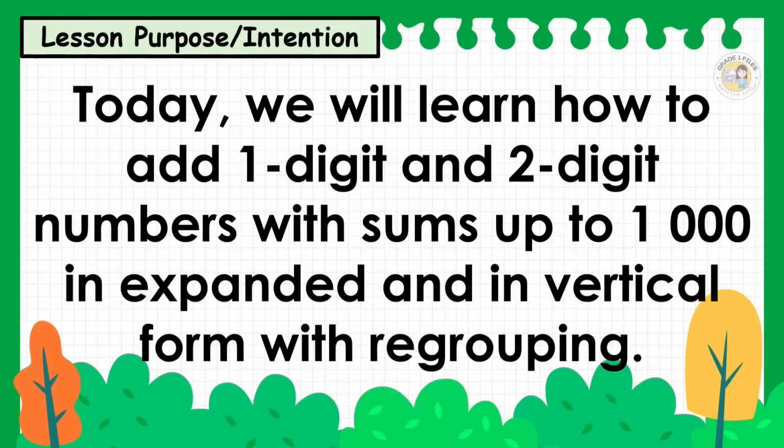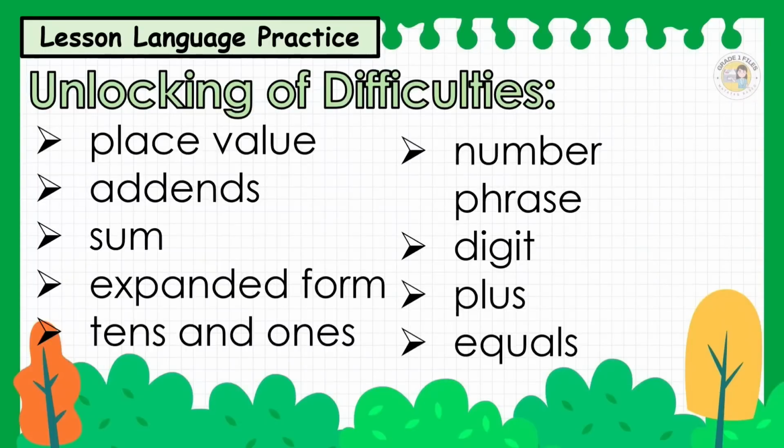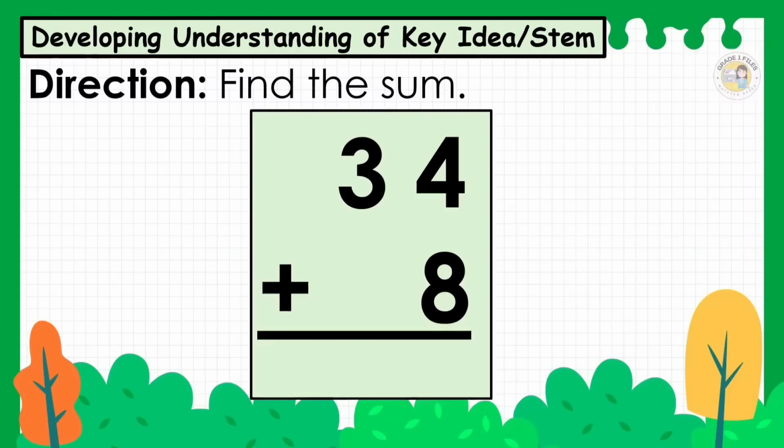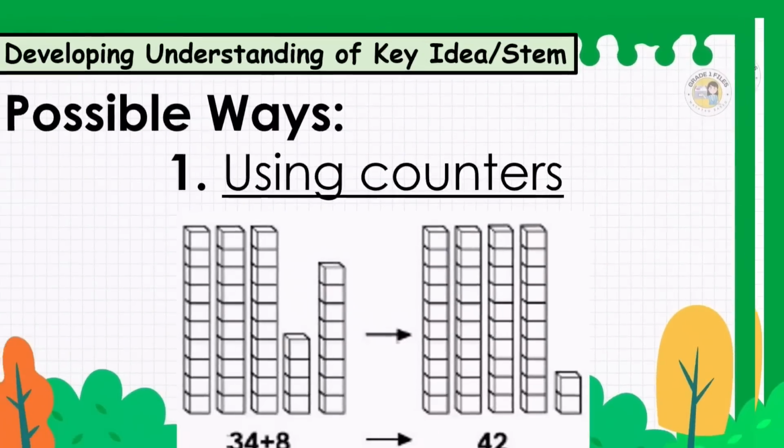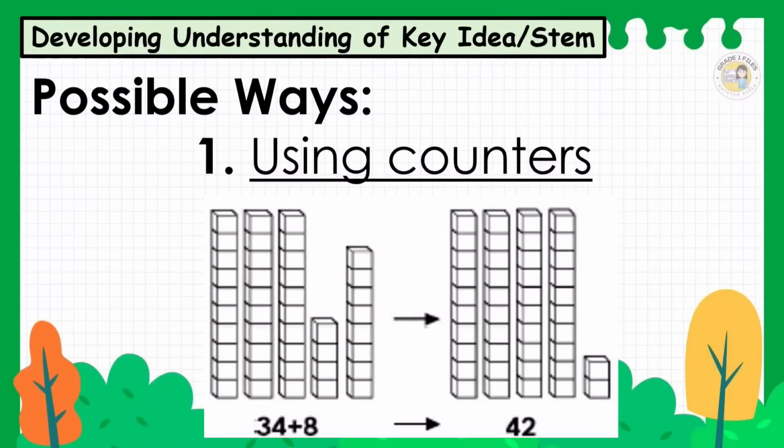Today, we will learn how to add 1-digit and 2-digit numbers with sums up to 1,000 in expanded and in vertical form with regrouping. Here are some words that we could tackle during our lesson for today. Now, student, find the sum of 34 plus 8. Here are some possible ways in solving 34 plus 8.